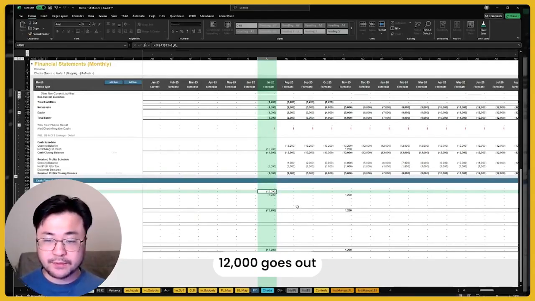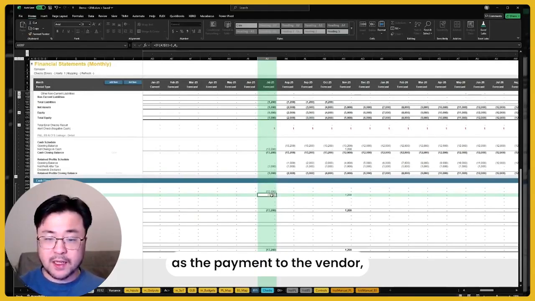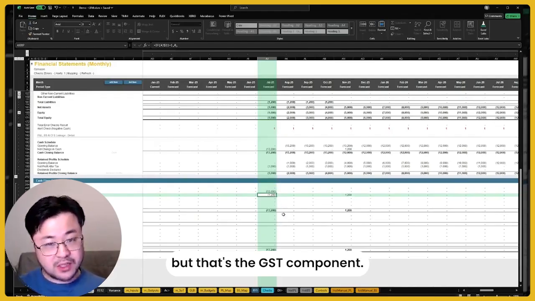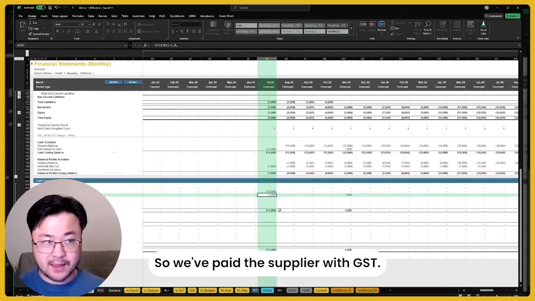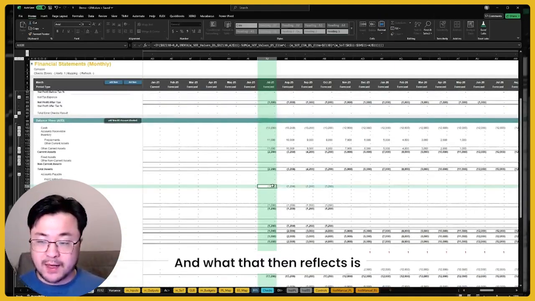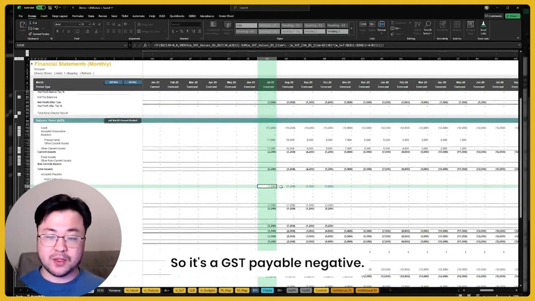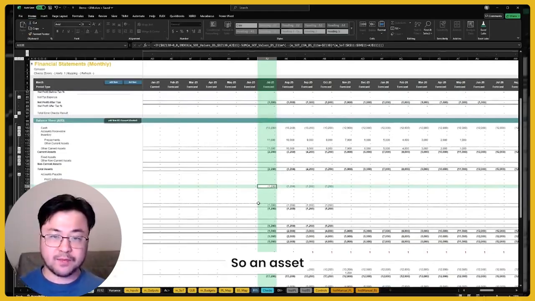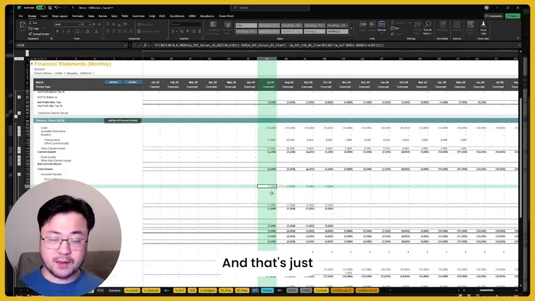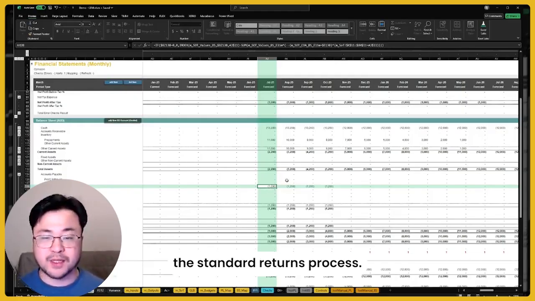12,000 goes out as the payment to the vendor. 1,200 is paid at the same time, but that's the GST component. So we've paid the supplier with GST. And what that then reflects is we're now owed. So it's a GST payable negative, so an asset. We're owed 1,200 in GST from the tax office, and that's just the standard returns process.